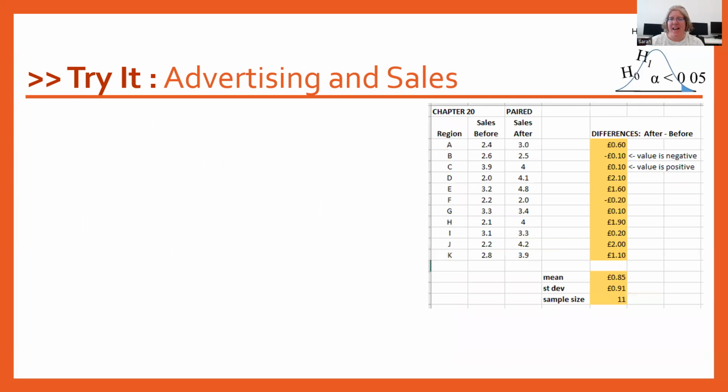All right, the data sets, you'll find those in the Chapter 21 data sets for Excel. This one's titled Sales. And you'll notice that we have a column for the sales before and then the sales after. But what we're really interested in is that column on the far right called the differences column. This is where I subtracted the after minus the before for each of the regions. And then I found the mean, the standard deviation, and the sample size for just those differences in the differences column.